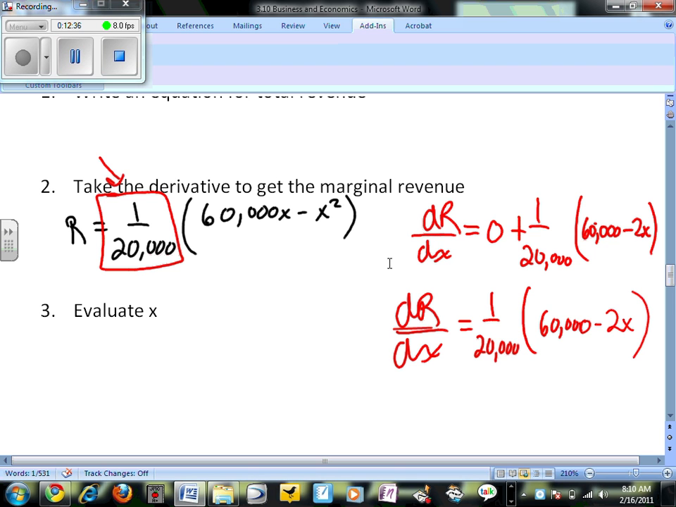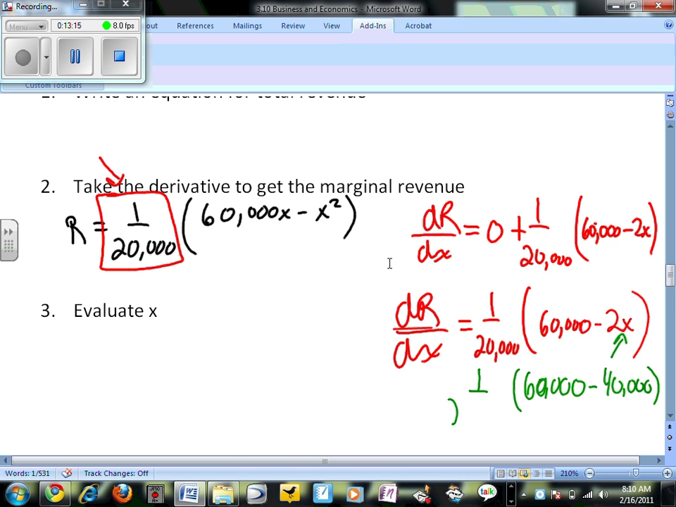All right, and the last thing they want us to do then is to evaluate x. They want us to evaluate what our marginal revenue is for selling 20,000 hamburgers. So we plug 20,000 in for x. I keep saying 200,000, but the example said 20,000. If I plug 20,000 in, I have 2 times 20,000, which would be 40,000.